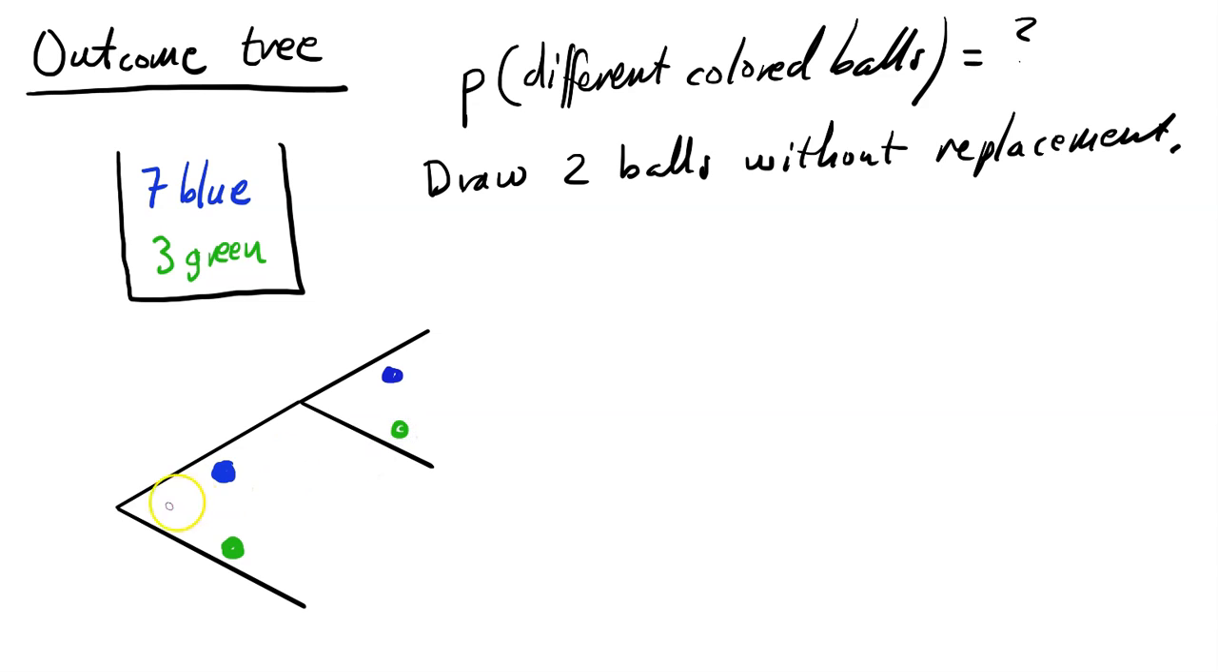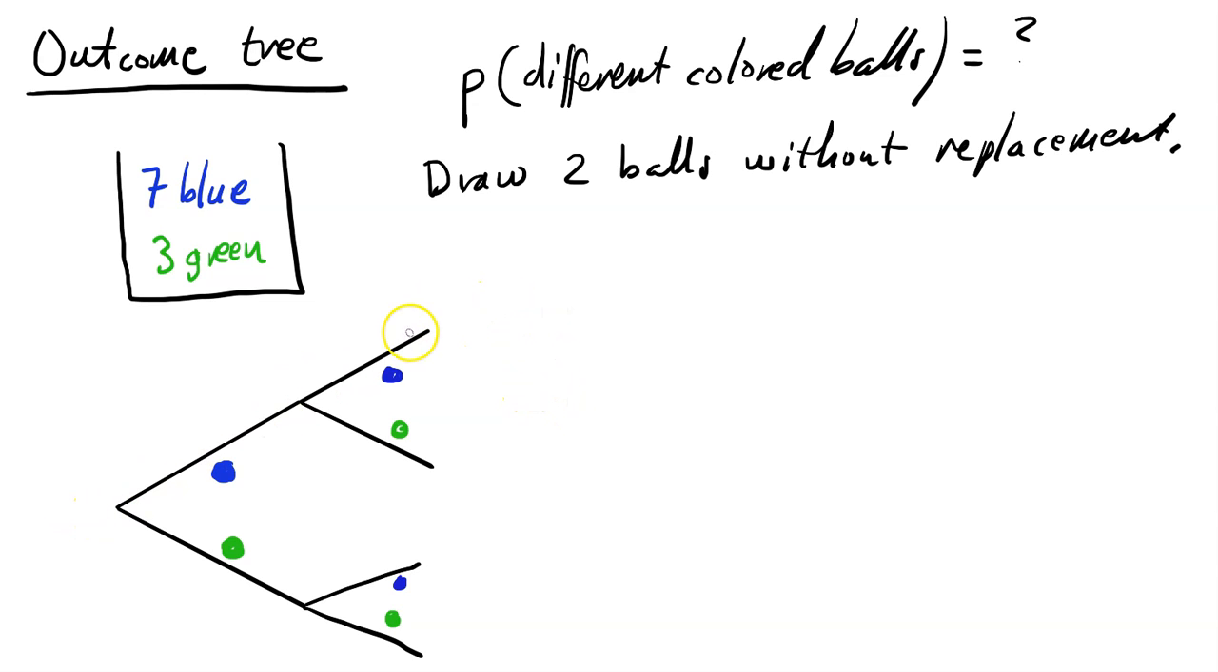So this means that we drew a blue ball on the first draw, then the second ball could be blue or green. And of course we have the same options for the other part of the tree, the other branch. So this is an outcome tree we're drawing. Here, if we draw a green on the first, then we can draw a green on the second or a blue on the second. Okay, so this is an outcome tree.